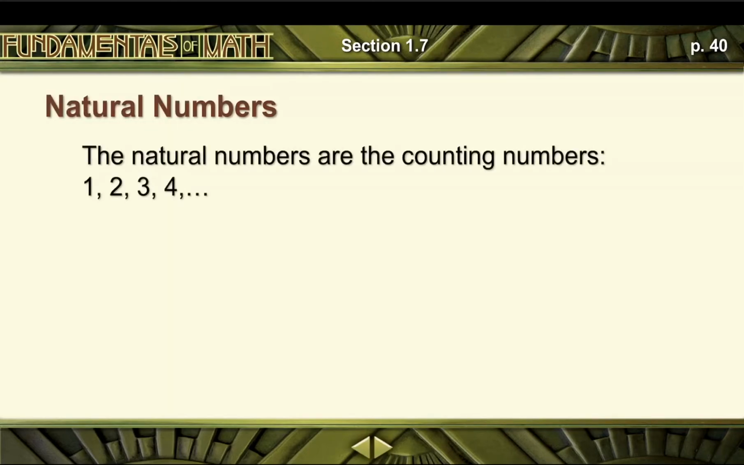Moving forward, we've talked about the whole numbers already. The natural numbers are really just our counting numbers. That's how we count things. They occur naturally. So 1, 2, 3, 4, 5, 6, it keeps continuing on and on forever and ever. So those are the natural numbers.